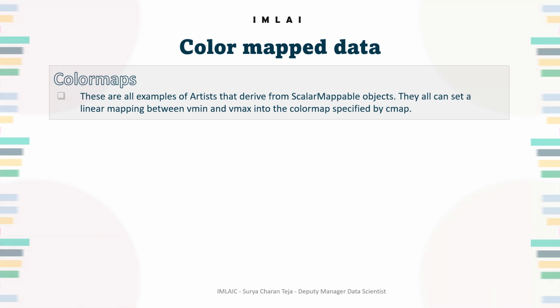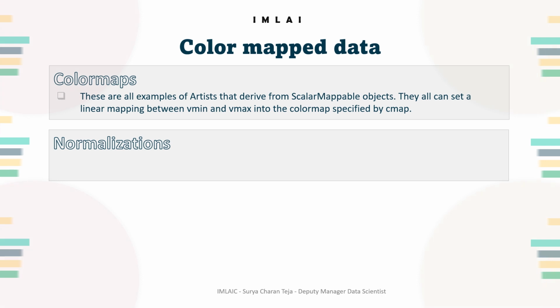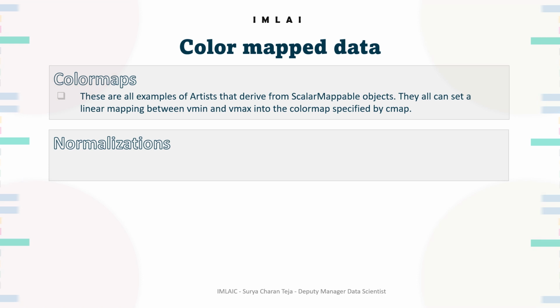One more thing I want to look into before we start creating color maps is normalizations. What is normalization? Sometimes we want a non-linear mapping of the data to the color map, as in the log norm. To create that log norm, we supply the scalar mappable with the norm argument instead of vmin and vmax. This example we'll also be looking at.